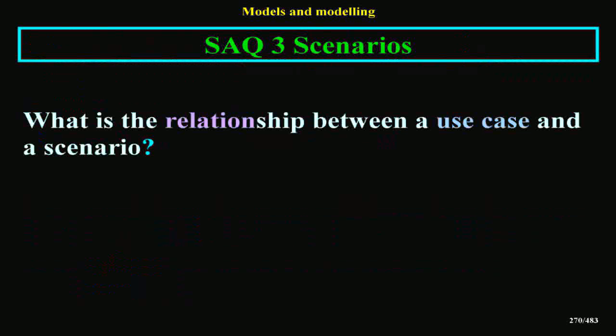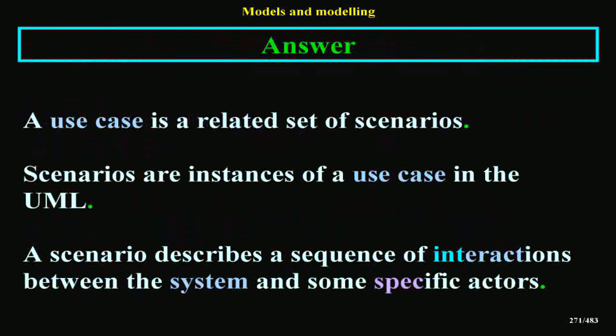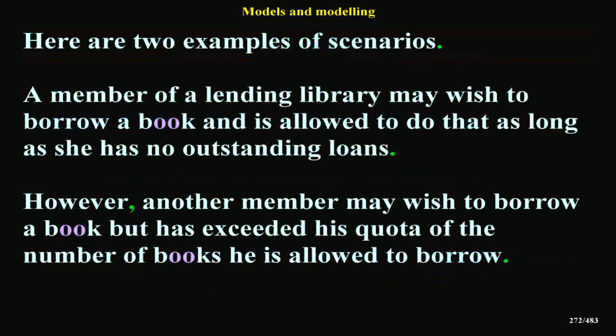SAQ 3: Scenarios. What is the relationship between a use case and a scenario? Answer. A use case is a related set of scenarios. Scenarios are instances of a use case in the UML. A scenario describes a sequence of interactions between the system and some specific actors. Here are two examples of scenarios. A member of a lending library may wish to borrow a book and is allowed to do that as long as she has no outstanding loans.